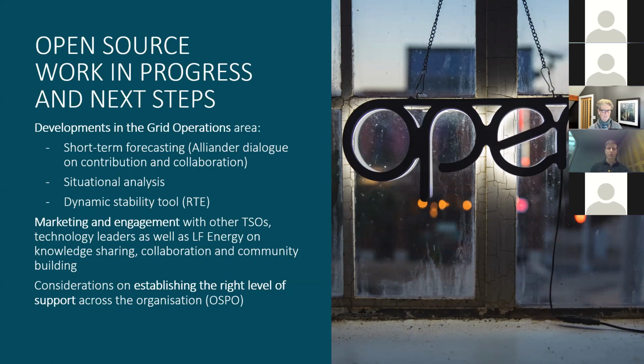So yeah, open source, work in progress, and some of the next steps that I have. At the moment, I'm considering developments in the grid operation area. I'm considering how we can get involved in the short-term forecasting, as Alliander just showed. How can we start contributing and collaborating around that with Alliander? We have a situation awareness tool where we're trying to support the operators with better decisions based on historian data and also historian simulations. Could we somehow use patterns to support the operators better on a daily basis?